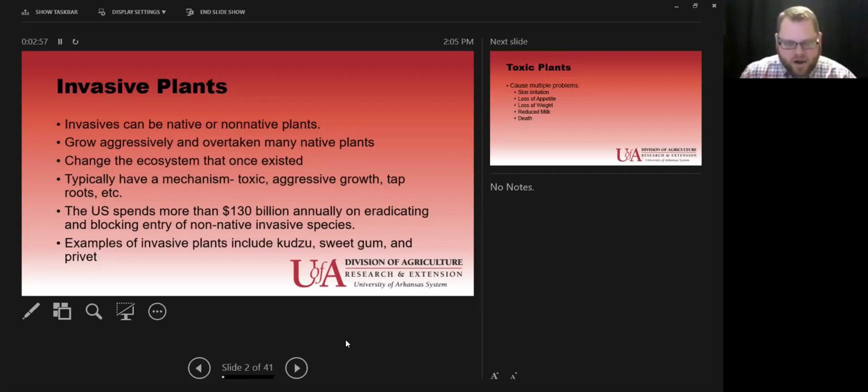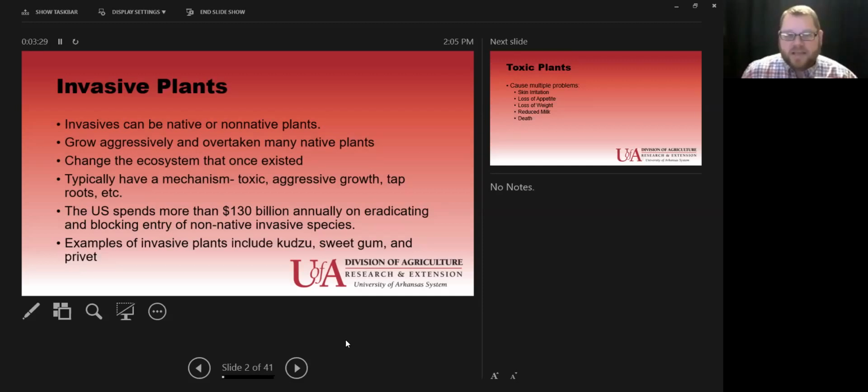And once they overtake an area, they change the whole ecosystem. And many times they smother out native plants, and those ecosystems rely upon many things. And so once those other plants are taken away, the ecosystem changes. And so regardless of whether we're talking about the smallest insects or we're talking about cattle, the whole ecosystem changes once those invasives have taken over.